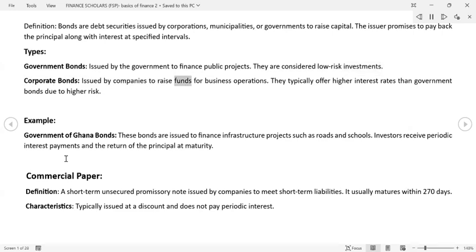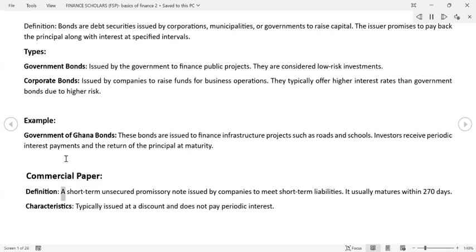Corporate bonds, issued by companies to raise funds for business operations. They typically offer higher interest rates than government bonds due to higher risk. Example. Government of Ghana bonds. These bonds are issued to finance infrastructure projects such as roads and schools. Investors receive periodic interest payments and the return of the principal at maturity.